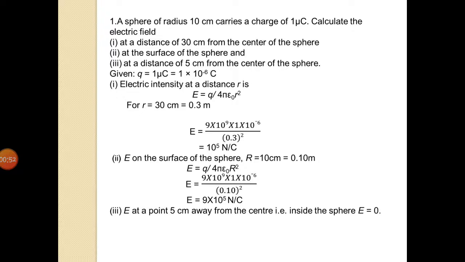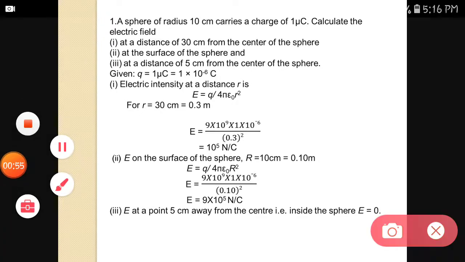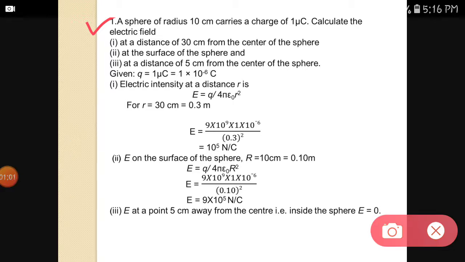So here is the first numerical: a sphere of radius 10 centimeter carries a charge of 1 microcoulomb. Calculate the electric field at a distance of 30 centimeter from the center of the sphere, at the surface of the sphere, and at a distance of 5 centimeter from the center of the sphere. So here is the numerical.